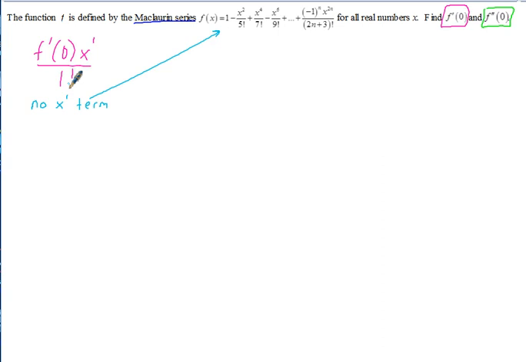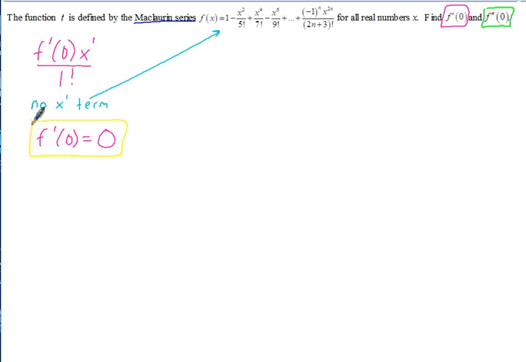Well, if you look, 1 factorial is 1, x to the first. The only way that can happen is if this f prime of 0 somehow wipes it out. And what would it have to be to wipe it out? Well, the only way it would wipe it out is if it was equal to 0. So because you don't see the term in there, that's what clues you in that f prime of 0 has to be 0.